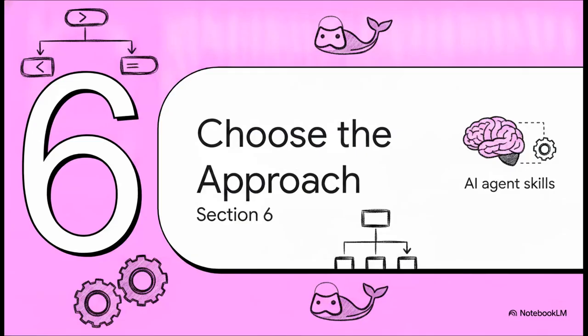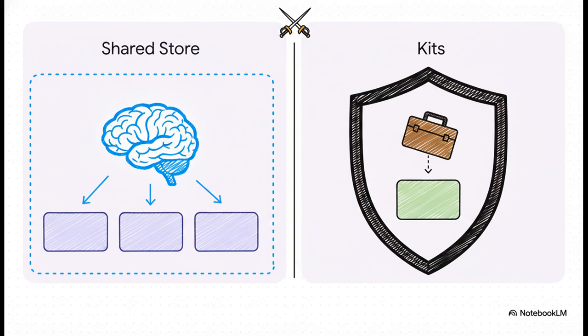And finally, Section 6, Choosing the Right Approach. Let's build a clear framework for your daily development. Here's the ultimate showdown. On one side, we have the shared store. It operates at the user level, spans across multiple sandboxes, is read-write by default, and operates within a shared trust boundary. On the other side, we have kits. They operate at the project level, sit inside a single sandbox workspace, are entirely isolated, and have a fully contained trust boundary. So what's the rule of thumb here?